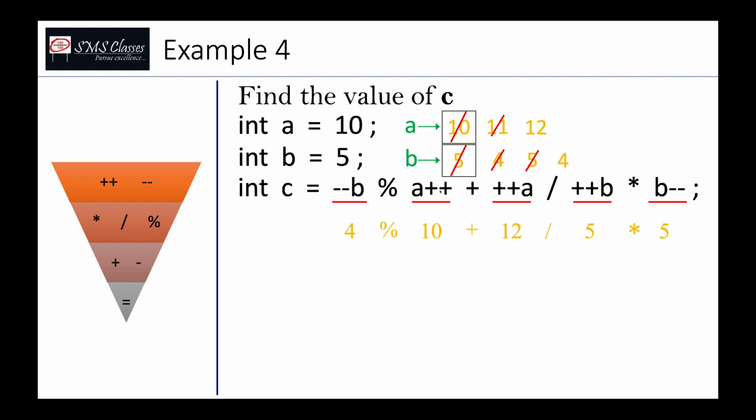The next precedence goes to multiplication, division, and modulus. So 4 mod 10 is 4. 12 by 5 is 2. Then multiplication, 2 into 5 is 10. Then 4 plus 10 is 14. Now 14 gets assigned to C. As you see here, there is a box drawn for A and there is a box drawn for B. And as we substitute, we keep changing the values. That way, you never make mistakes while solving any expression.